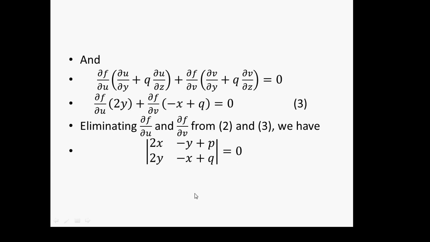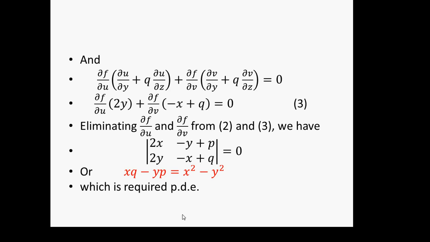and after simplification, the remaining terms are xq minus yp is equal to x square minus y square, and this is the required partial differential equation. So we eliminate this function by this determinant, open it and simplify, and the remainder shows the required form of the partial differential equation.